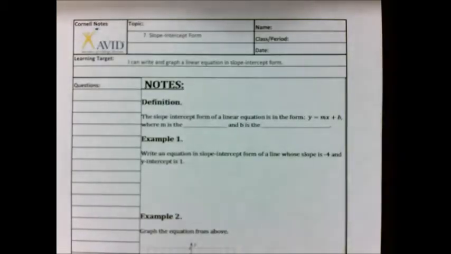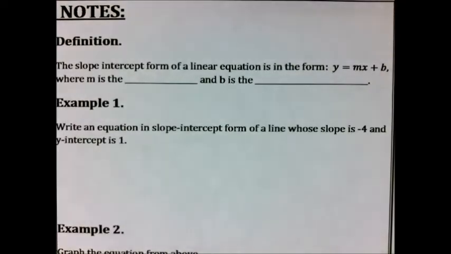Alright, it's time for slope-intercept form. Your learning target is: I can write and graph a linear equation in slope-intercept form. Alright, so first let's do some definitions here. The slope-intercept form of a linear equation is the form y equals mx plus b.